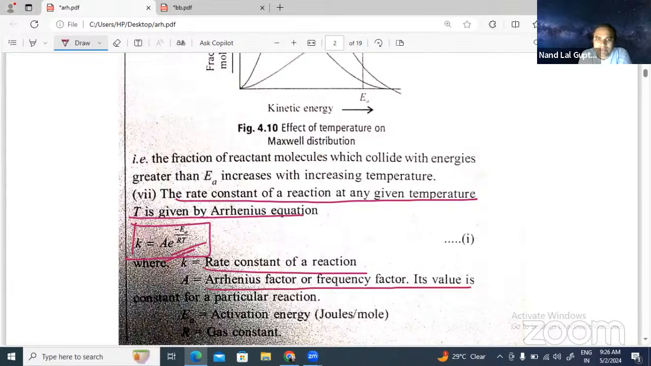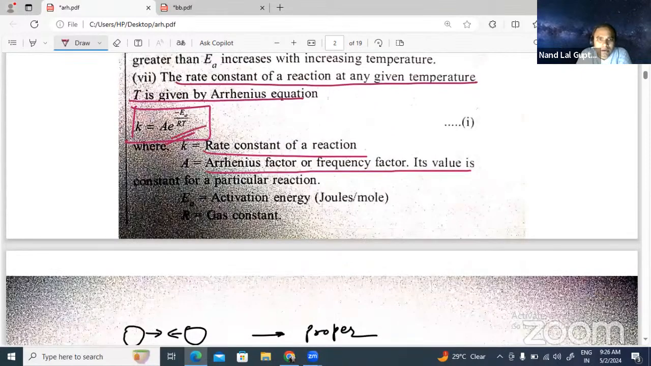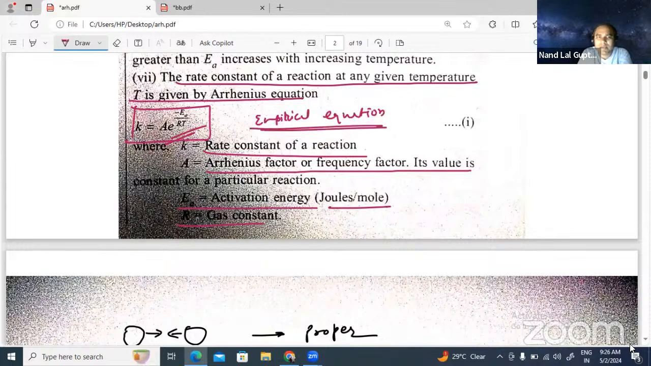And the next point, Ea is the activation energy in joule per mole, and R is the gas constant. Now, this equation is an empirical equation. Empirical equation means this equation is obtained by putting in the values. Now this equation we have to derive.